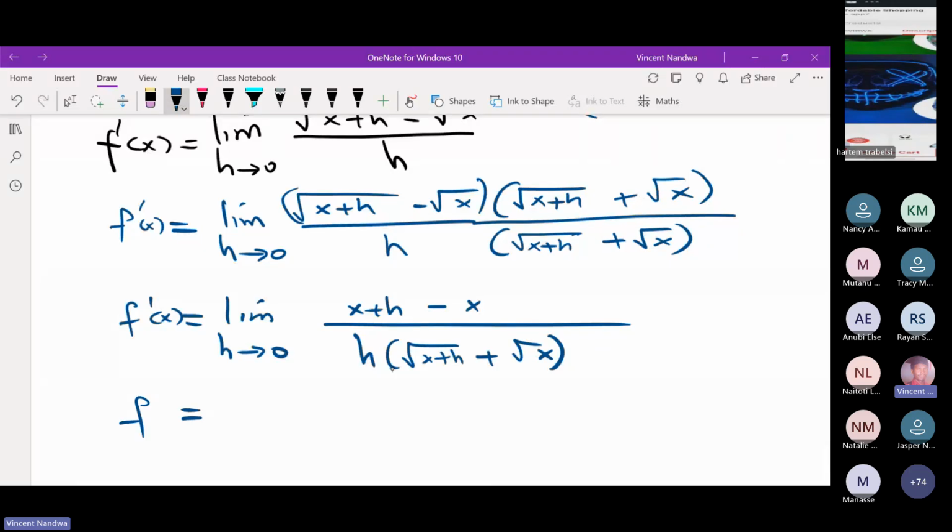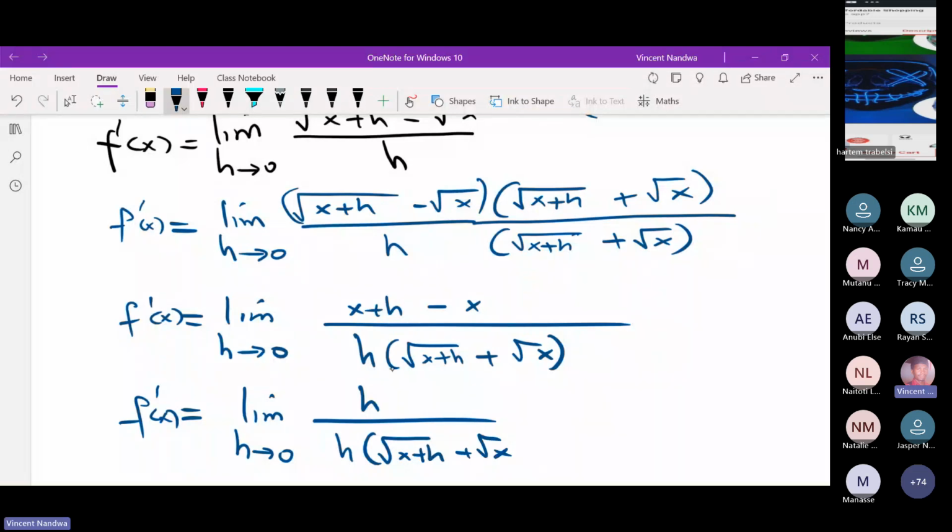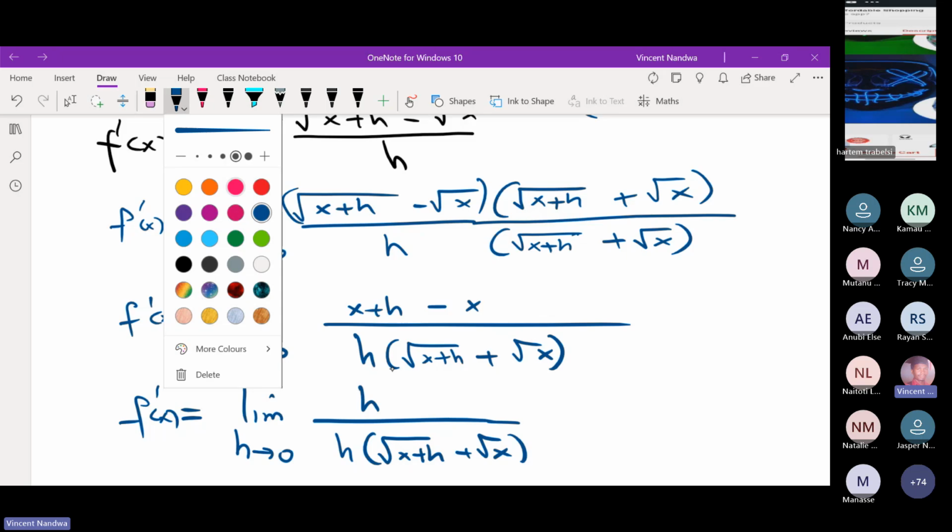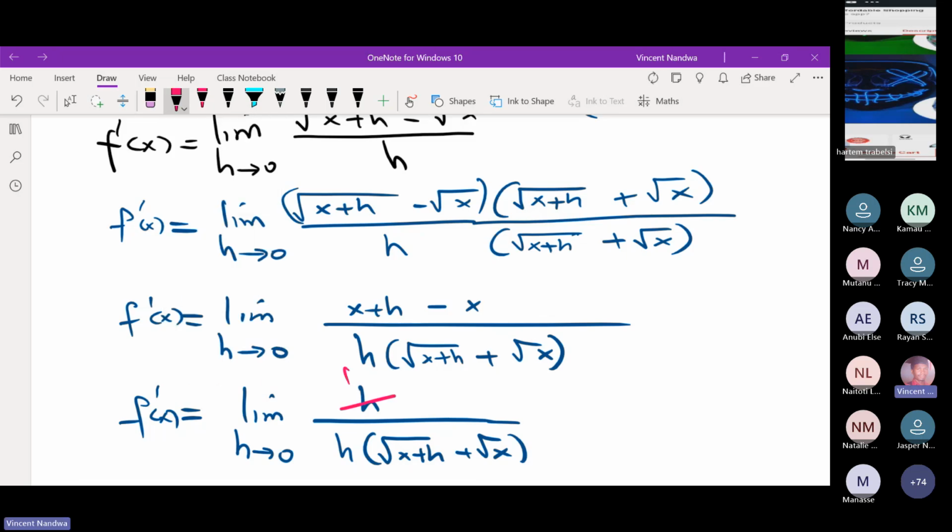So this will be given by the limit as h approaches 0 of x plus h minus x, which is h, divided by h into root x plus h plus root x. Then at this point you can cancel out h. So h and h cancel out. We'll have the limit as h approaches 0 of 1 over root x plus h plus root x.